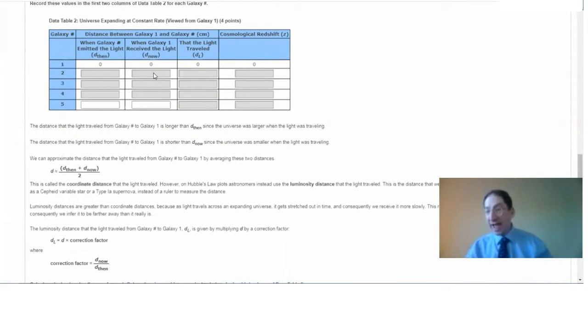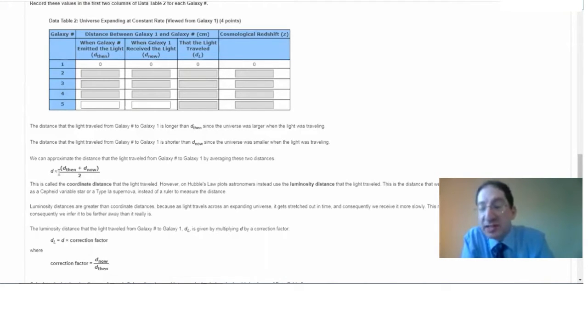Now, how far the light actually travels will be something between those two limits. And the equation for calculating that can be somewhat tricky, but in this lab, it's good enough to simply average the two values. You see that here, d then plus d now divided by 2. And that gives us something we call coordinate distance. That's the distance you would get if you had some giant ruler that you could stretch out through the expanse of space and measure the path that the light took.